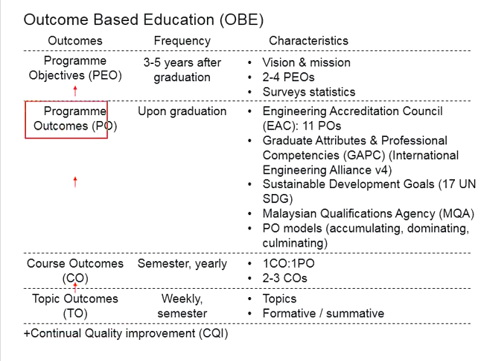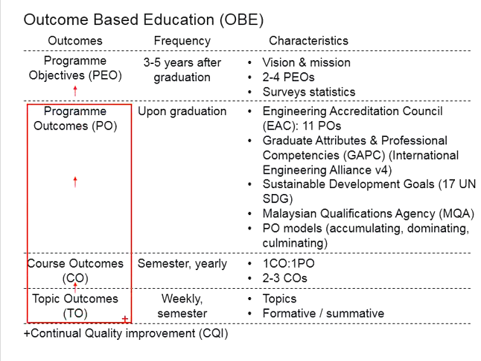Now, when it comes to the program outcome, it is at the program level, covering a wide variety of courses, and therefore the relevant scope is broader, and we will have to look into the purpose of those outcomes. The topic outcomes are normally meant for monitoring, for us to have a quick check whether the students can cope with the teaching and learning activities.